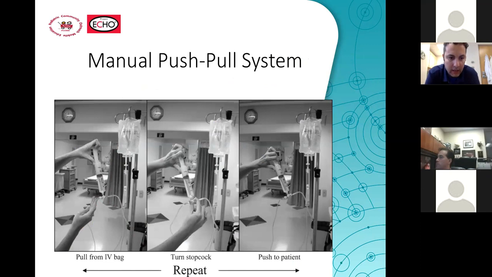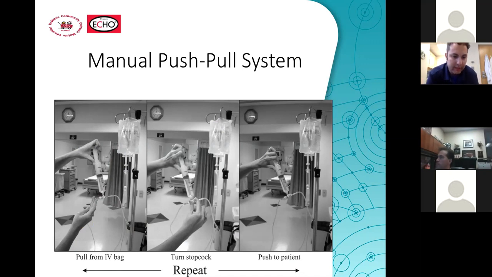This is an IV bag hanging there with a stopcock and a 60 ml syringe. From the left, you see how we pull from the IV bag, turn the stopcock off to the IV bag and on toward the patient, who's not seen in this picture but will be in the left lower, and then just push toward the patient. We can repeat this on and on until you get whatever fluid the physician ordered.